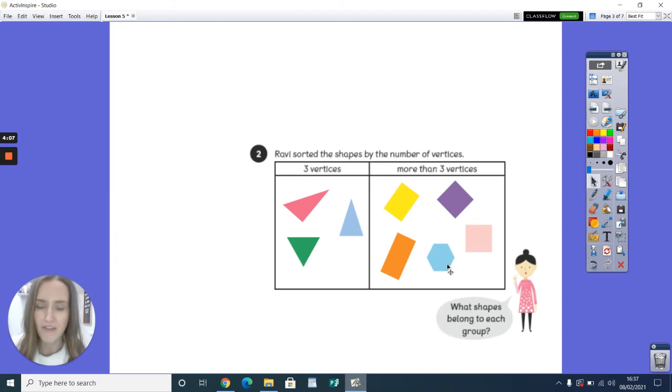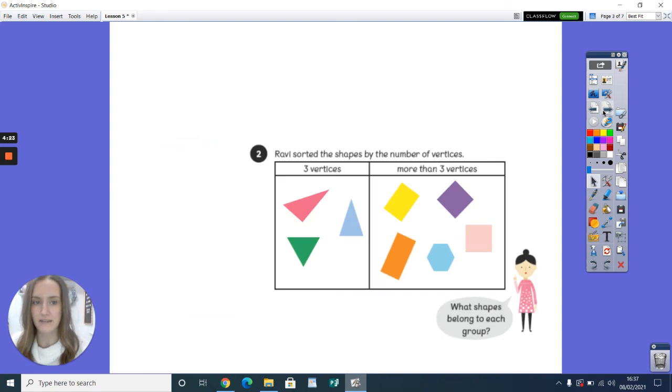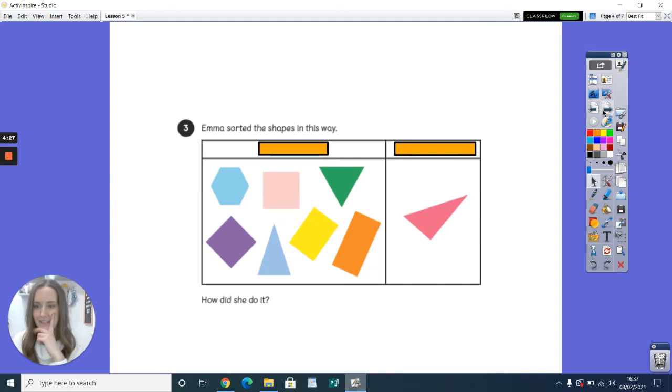There we go. We have helped Ravi sort the shapes into different groups depending on the number of vertices they have. So that's 2 different ways these shapes have been sorted. Let's go back. They've been sorted depending on the number of sides they've got, and they've been sorted based on the number of vertices. Okay, so we've done sides. We've done vertices. Emma's done it another way.